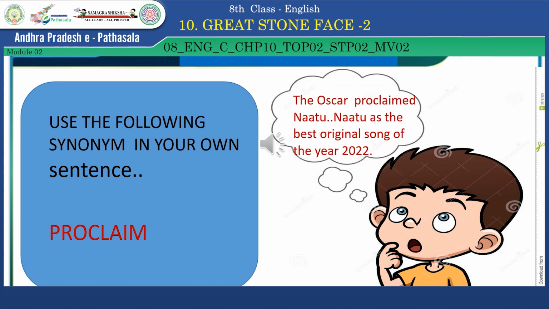Children, use the following synonym in your own sentence. Proclaim. The sentence is: the Oscar proclaimed Natu Natu as the best original song of the year 2022. Well done, children. We are going to do an assessment. Okay? Let's go.